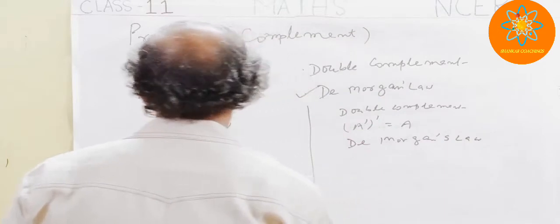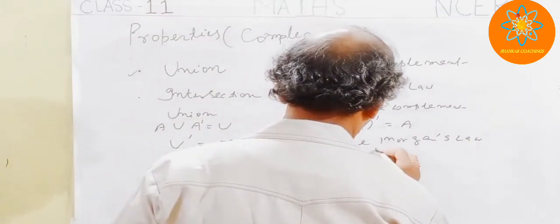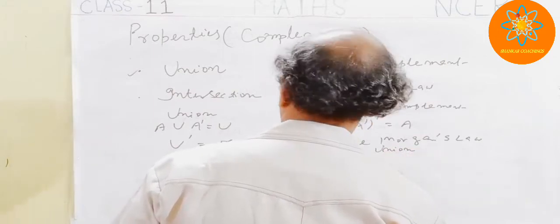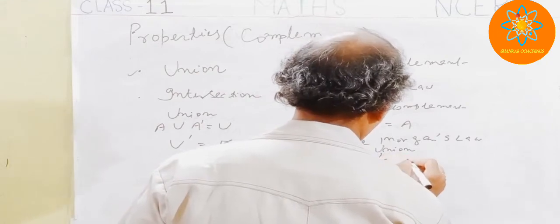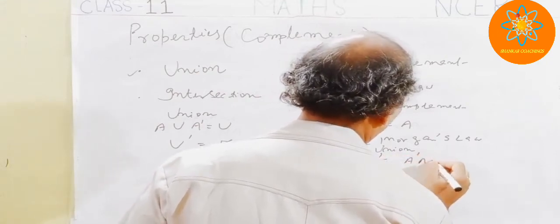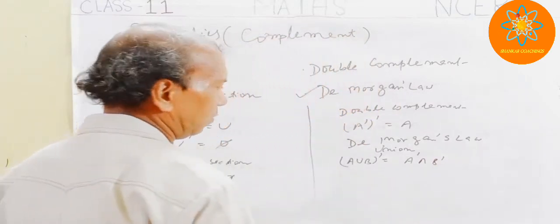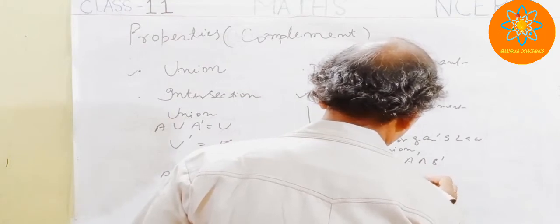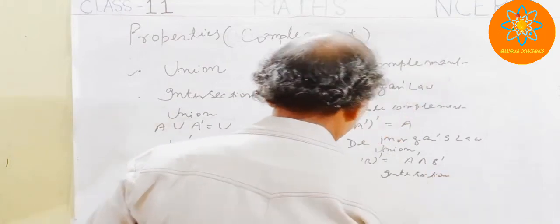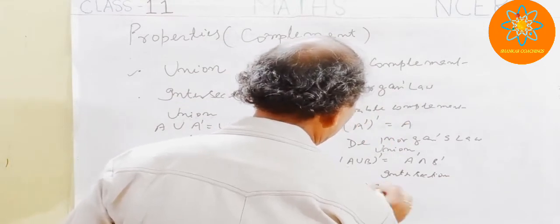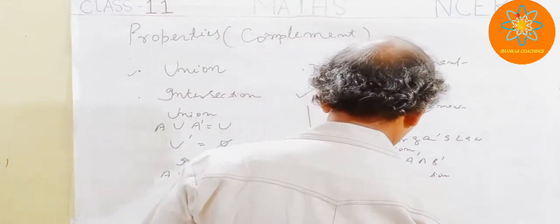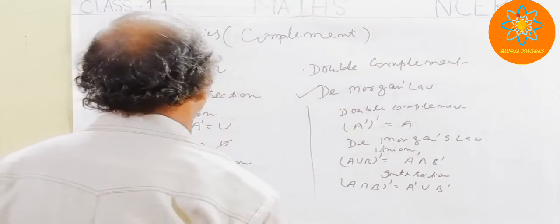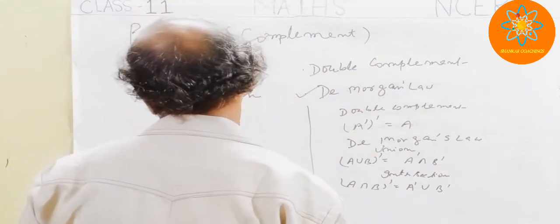First of all, I will take the union case. So this is your A union B complement. It is equal to A complement intersection B complement. Now suppose I am taking the intersection. So in the intersection case, A intersection B complement is equal to A complement union B complement. So these are the properties of complement.